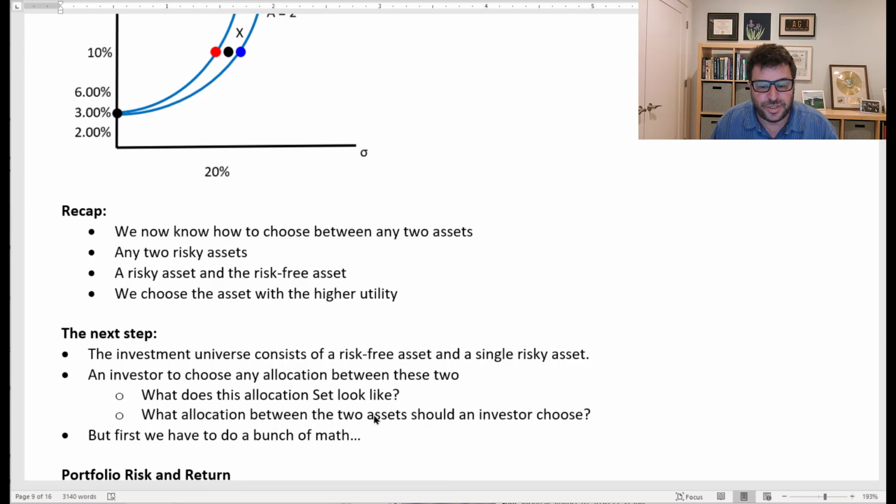What allocation between these two assets should you choose? But first, we have to do a bunch of math.